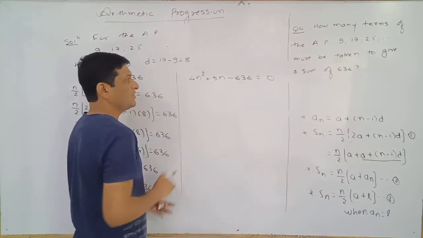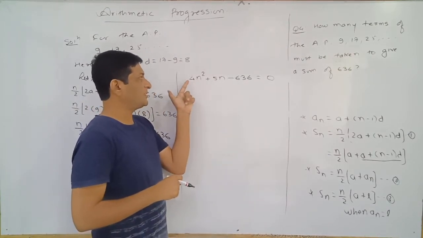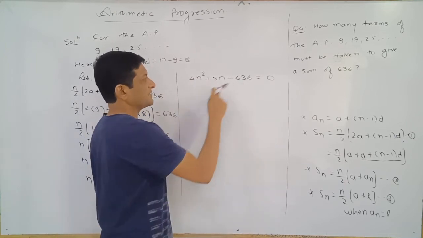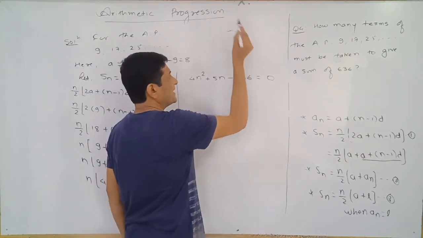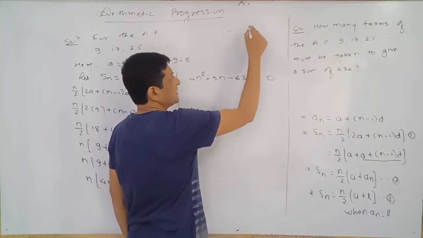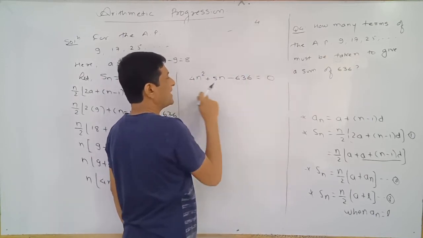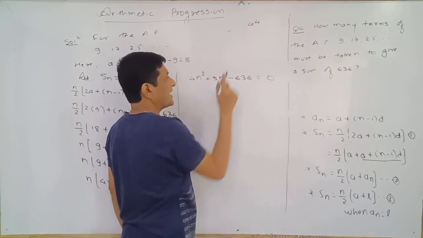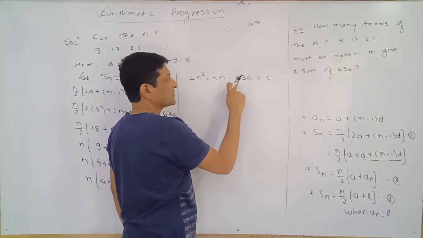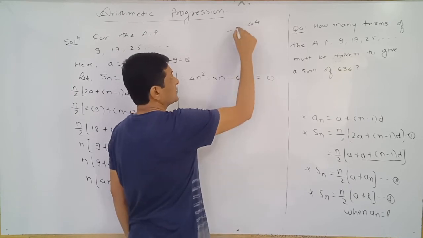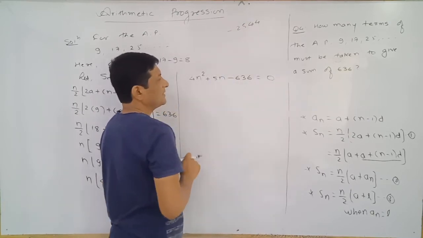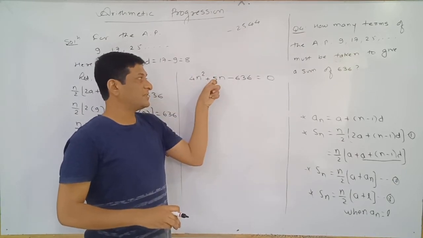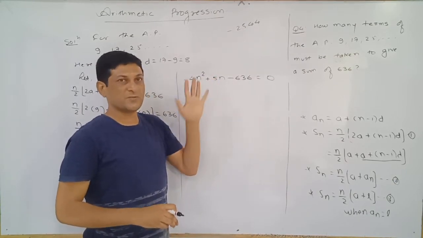Since the coefficient of n square is other than 1, that's why we are multiplying by 4 to minus 636. Let us see what product we will get here. 4 into 6 is 24, so 2 carry. 4 into 3 is 12, 12 plus 2 is 14, carry 1. 2 into 6 is 12, 12 plus 1 is 13. Now we have to find factors of this number such that their addition will be equal to plus 5.